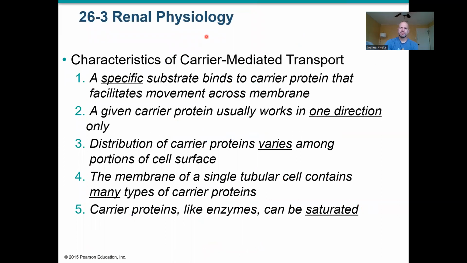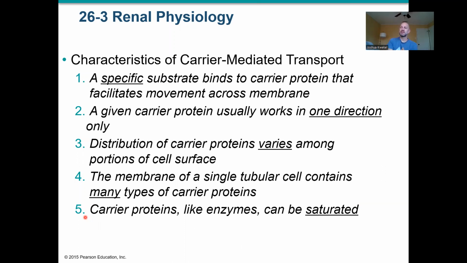All right, so here's some of that put into words. Specific substrates, one direction, proteins vary, many types of carriers and proteins. Carrier proteins can be saturated. This last point, number 5: there is a rate at which, if you have too much sugar or too much salt or too much of anything, you can overcome the capacity of these transporters to effectively move them. You can move more and more solute across the membrane up to a point, and then it's saturated. You can no longer move enough across to keep up with the demand.